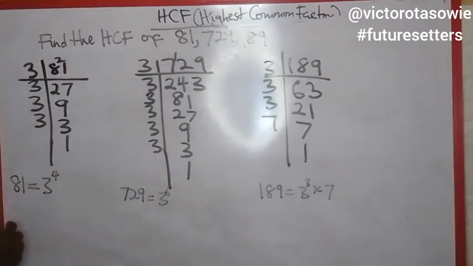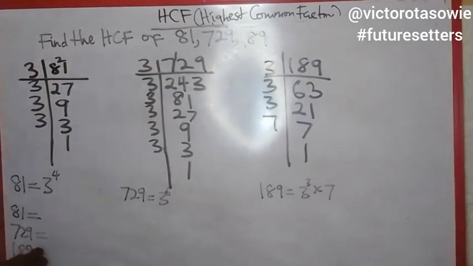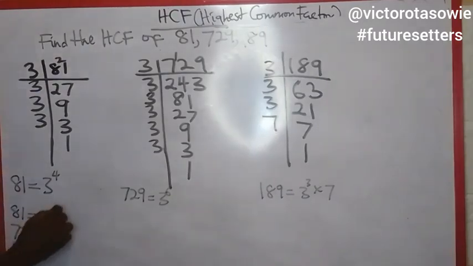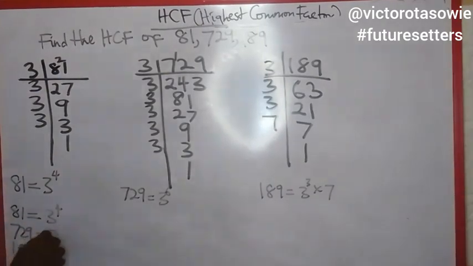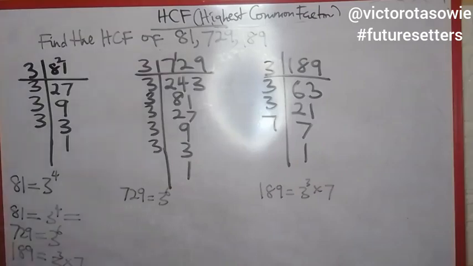Now if we have done this, we'll write out the numbers. 81 equal to, 729 equal to, 189 equal to, what's 81? 3 raised to power 4. What's 729? 3 raised to power 6. What's 189? 3 raised to power 3 times what? 7. So we are going to check what's the lowest power here. 3 raised to power 3.